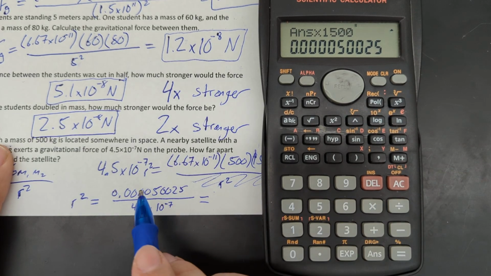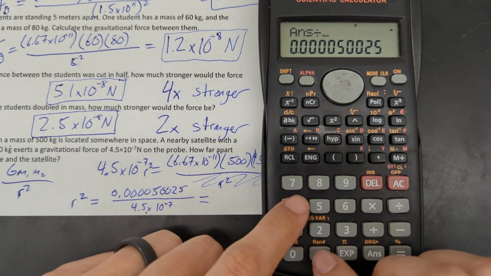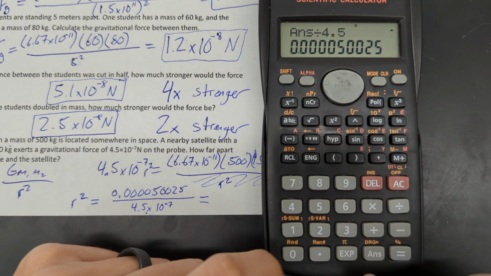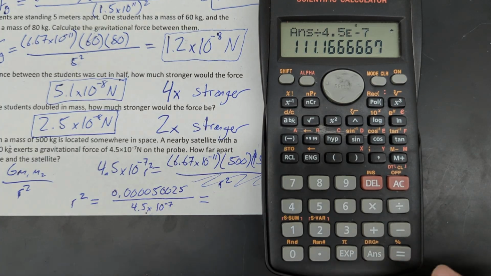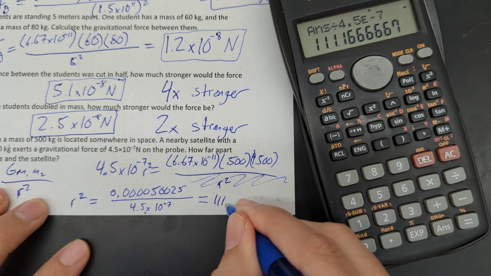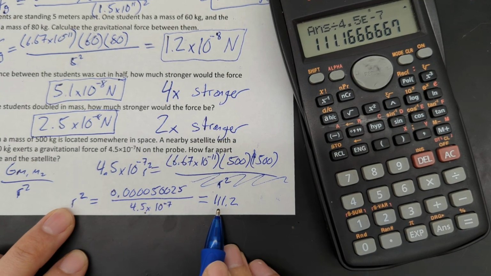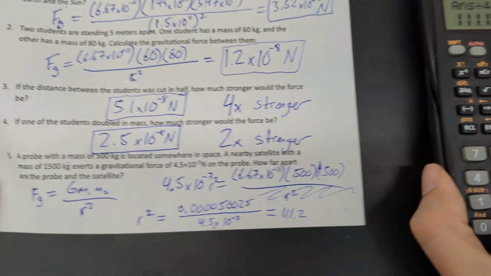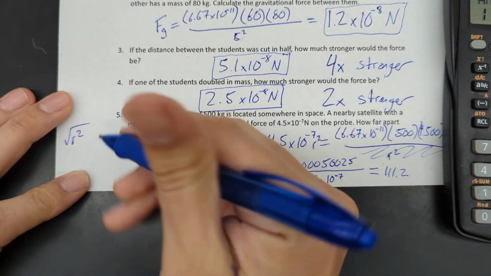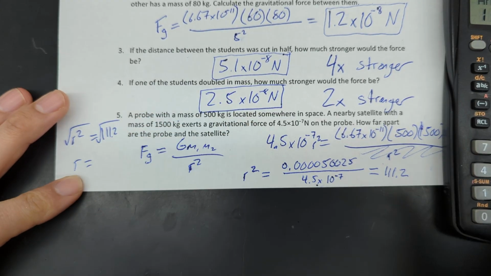All right, so I got this number, same number here. I'm going to divide it by that 4.5 times 10 to the negative 7. And I get about 111.2. So I get R squared equals 111.2. I have a simple last step. I got to take the square root of both sides here. So 111.2 square root, I get my radius.